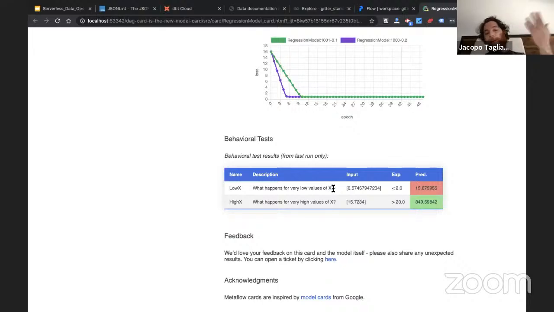the value of our independent variable is very low. And so we're going to simulate a variable of 0.57. And we say that we expect that when the input is very low, our prediction is going to be very low. And it's red because in this case, our prediction is above 2, which is, again, a made up value, but you get the feeling. And then you can define an expectation for something that is high X, and you can see this as well, and so on and so forth.